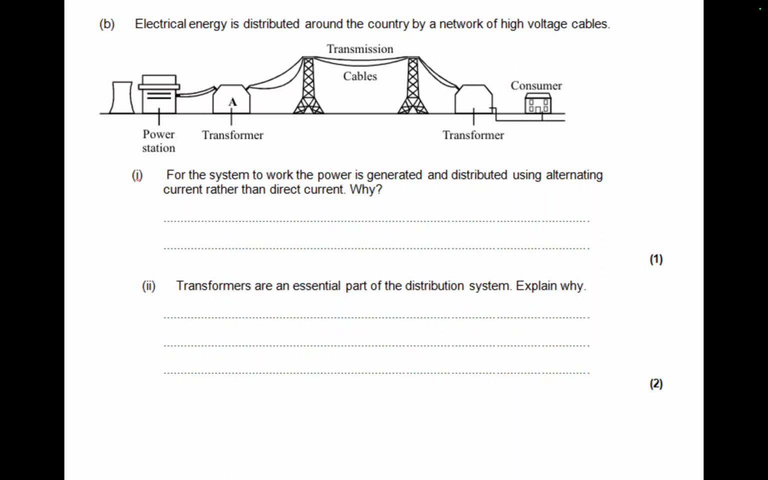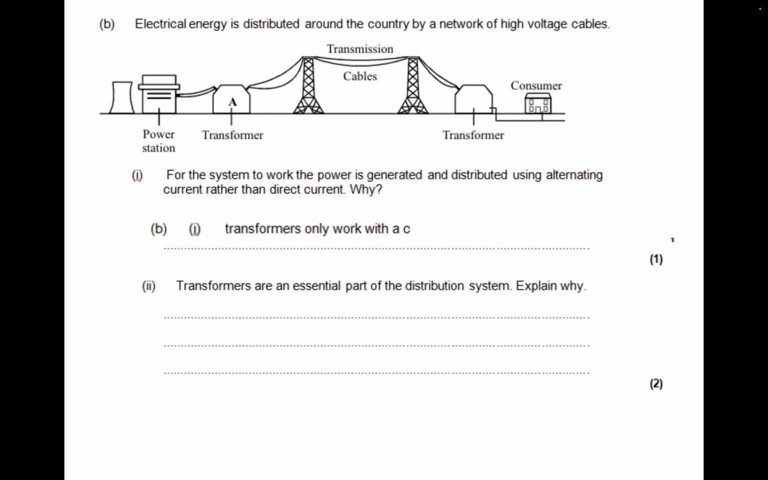So electrical energy is distributed around the country by a network of high voltage cables. For the system to work, the power is generated and distributed using alternating current rather than direct current. Why? Transformers only work with AC. So in a power station, the voltage is approximately 25,000 volts.